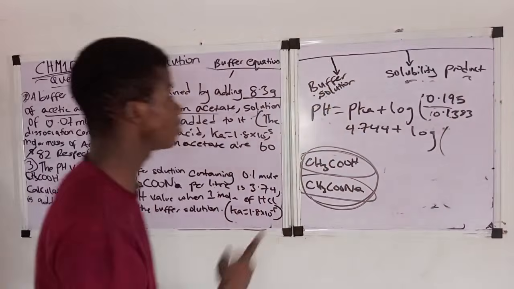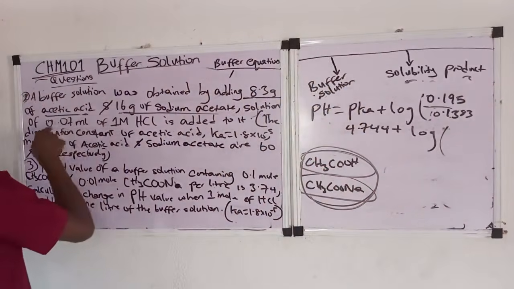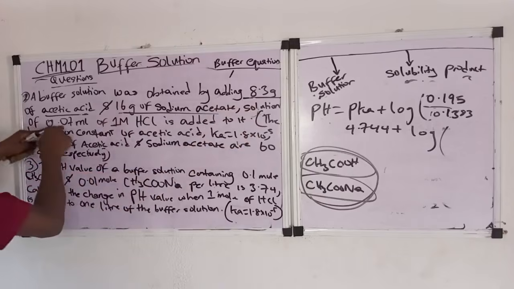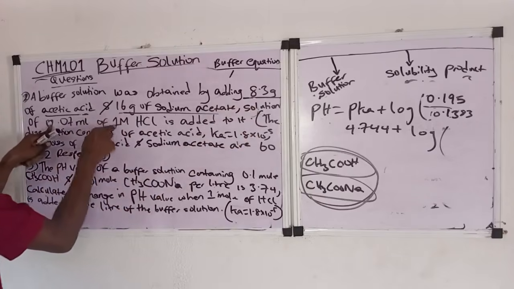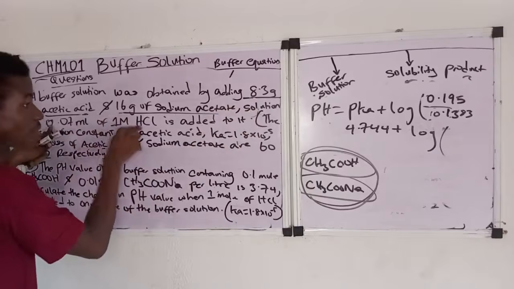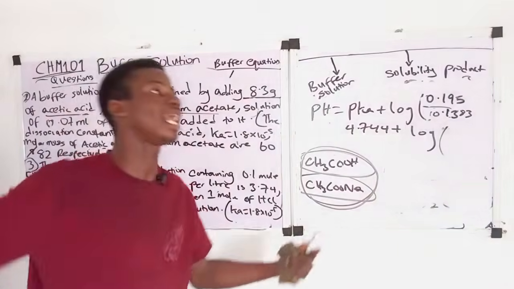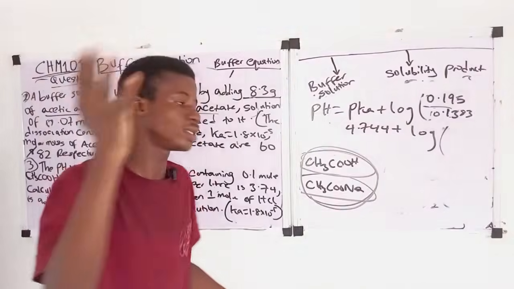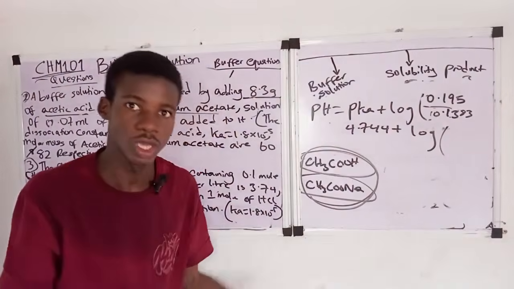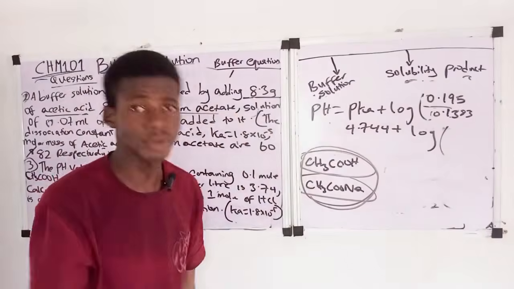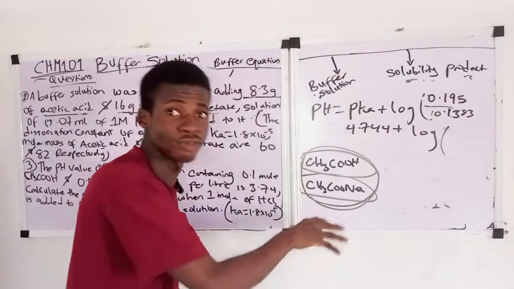We are not done yet. If you look at the question very well, they said a solution of 0.07 ml of 1 molar concentration of hydrochloric acid is added. What are they telling us? They said that they add acid to the buffer solution. So what are we going to do?